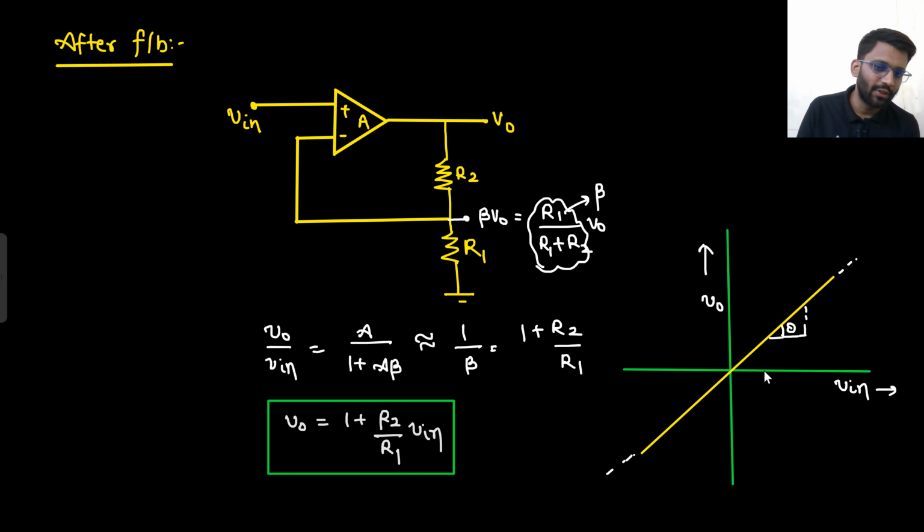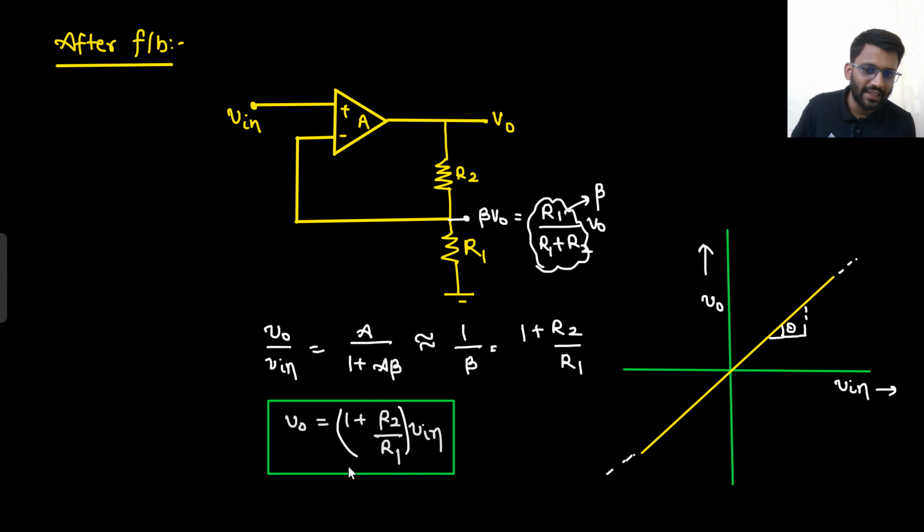If V in equals 1 volt, what will you get? 1 plus R2 by R1 into 1 volt. If V in equals 2 volt, you get 1 plus R2 by R1 into 2 volt. If V in equals 3 volt, you get 1 plus R2 by R1 into 3 volt, right? So this is how it will go. So the linearity is increased, but it will be linear only till the point of saturation, because it cannot go above the saturation voltage.